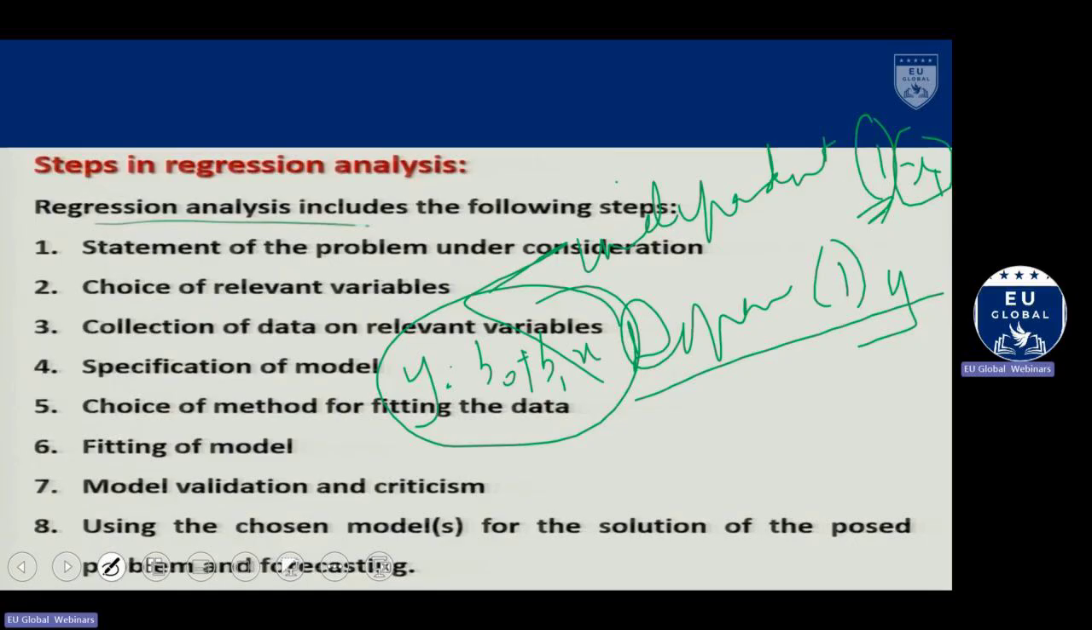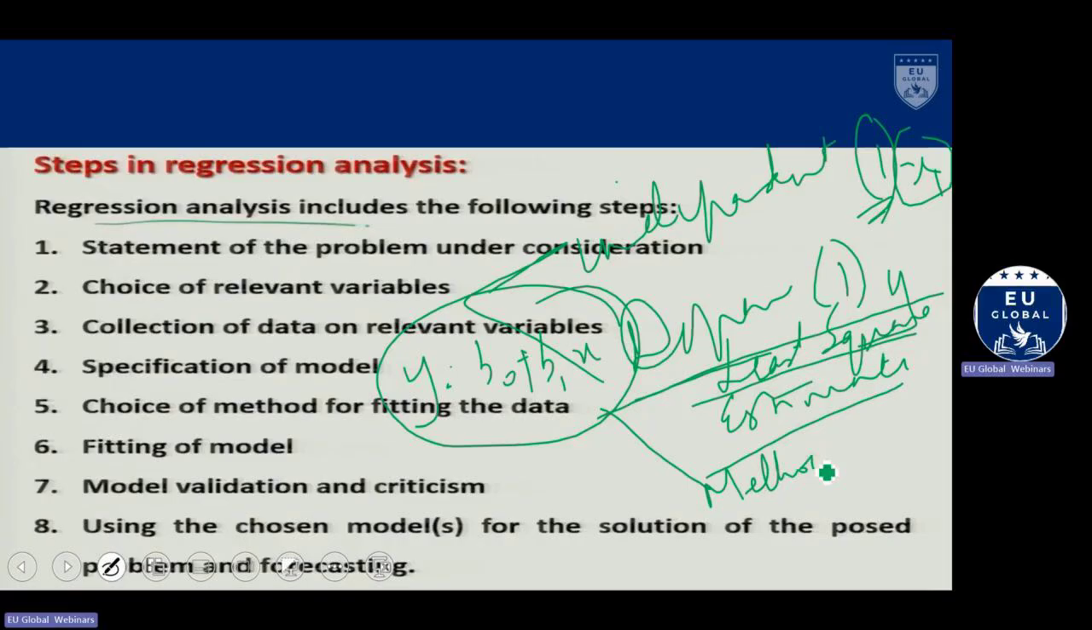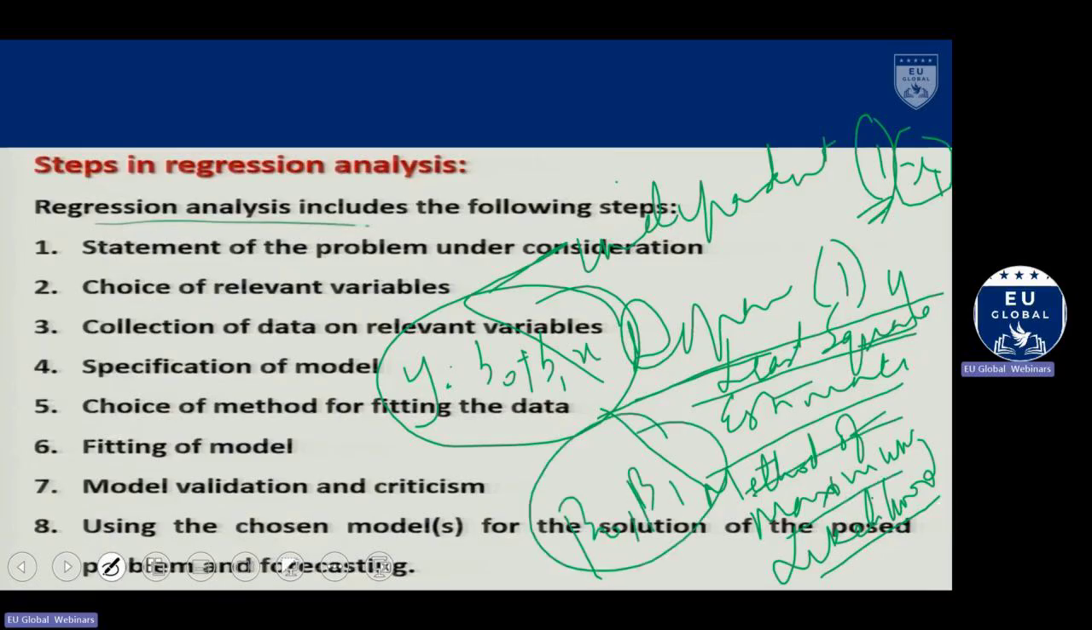Choice of method. There are two methods that we are going to do in this particular session, which I already told you. The first method is least square estimation, also called the method of least square. The next method is the method of maximum likelihood. These are two different methods, and both are used to find the values of beta naught and beta 1, right?